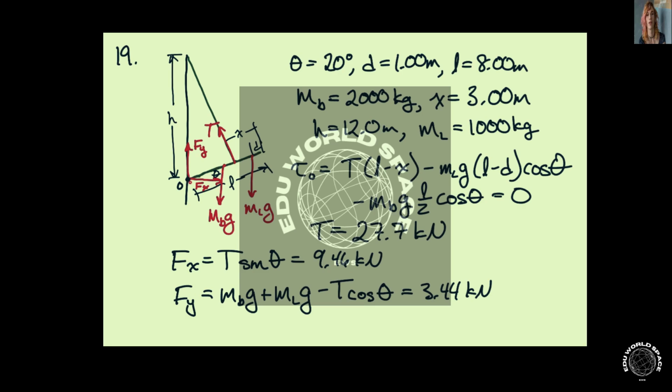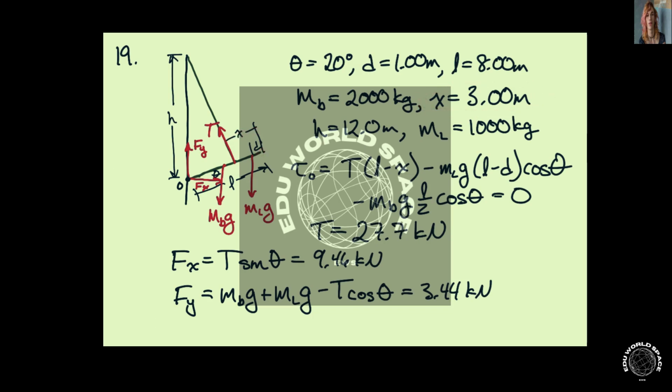In this problem, we have a knight that is trying to exit a castle over a drawbridge, but the drawbridge hasn't been lowered all the way. So we have the castle here, and we have the drawbridge here. The knight and his horse are at the end here, a distance of d away, or 1 meter away from the end. The chain that would raise and lower the drawbridge is here, and it is at a distance x, or 3 meters from the end of the bridge.